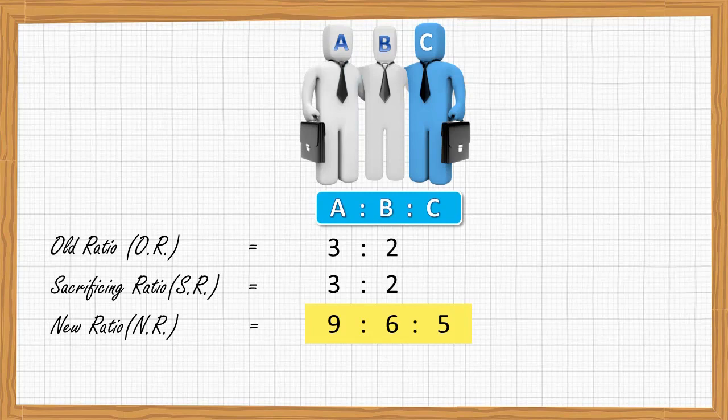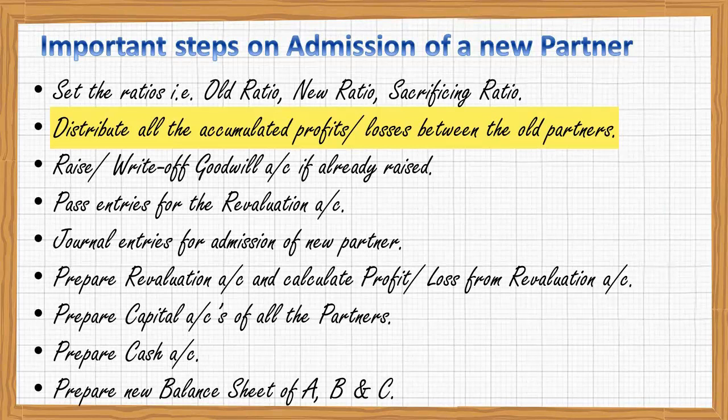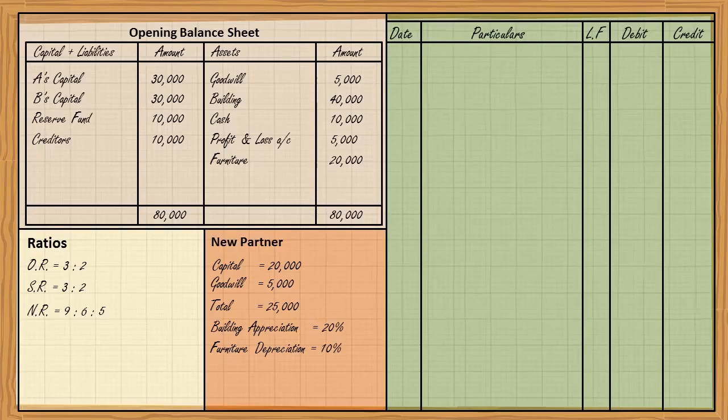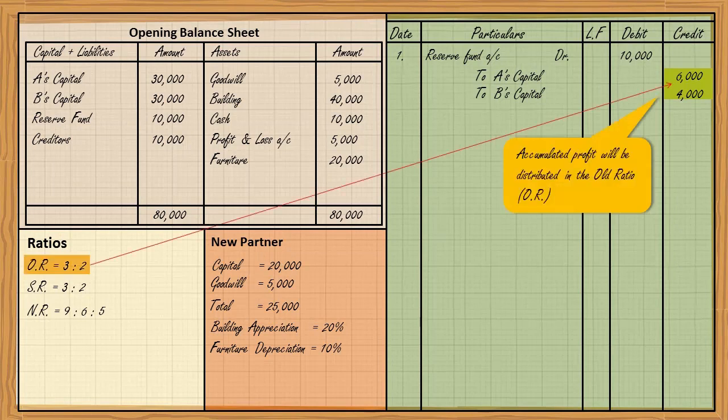First of all, distribute all the accumulated profits. And accumulated profits are always on the liability side. Is there any accumulated profit? Yes. Reserve fund rupees 10,000. So journal entry will be reserve fund account debit to A's capital, to B's capital. 10,000, 6,000, 4,000. It has been distributed between A and B in the ratio of 3:2. That is the old ratio.